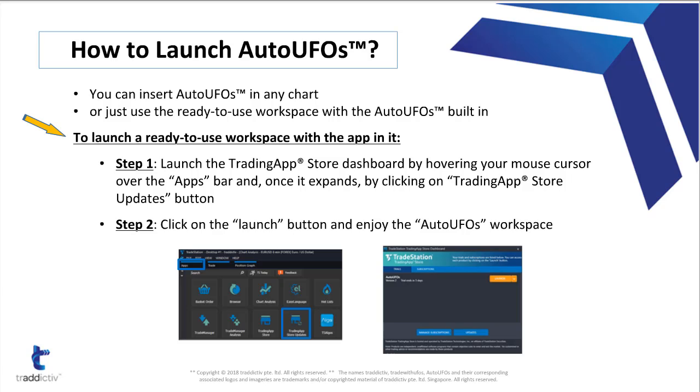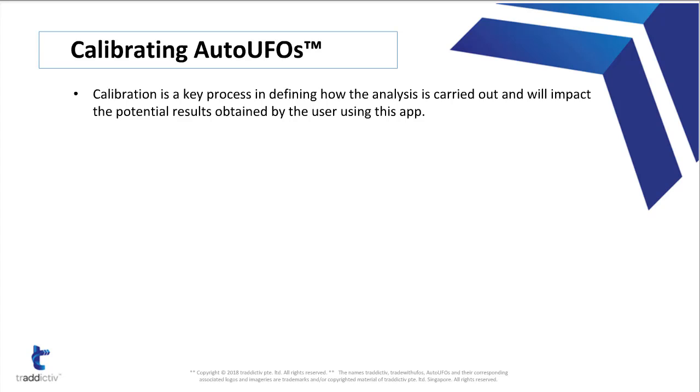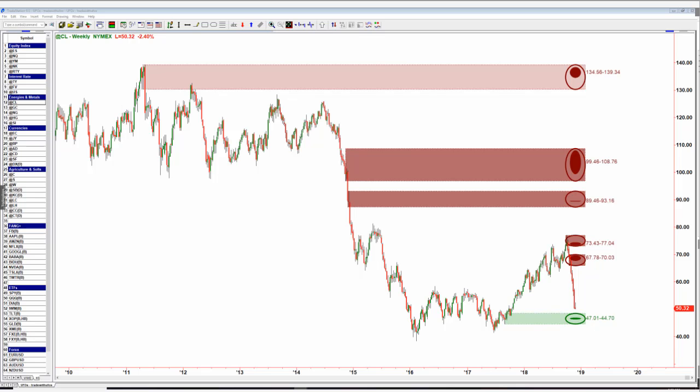Okay. Anyway, so let's continue. Calibrating AutoUFOs, and I'm going to demonstrate that in a second now with a real-time chart. Calibrating your AutoUFOs is a key process in defining how the analysis is carried out, and this will impact the potential results obtained using the app. There is a complete explanation on how to calibrate in the user guide, and the user guide is something that you could find. Let me go back to screen sharing.